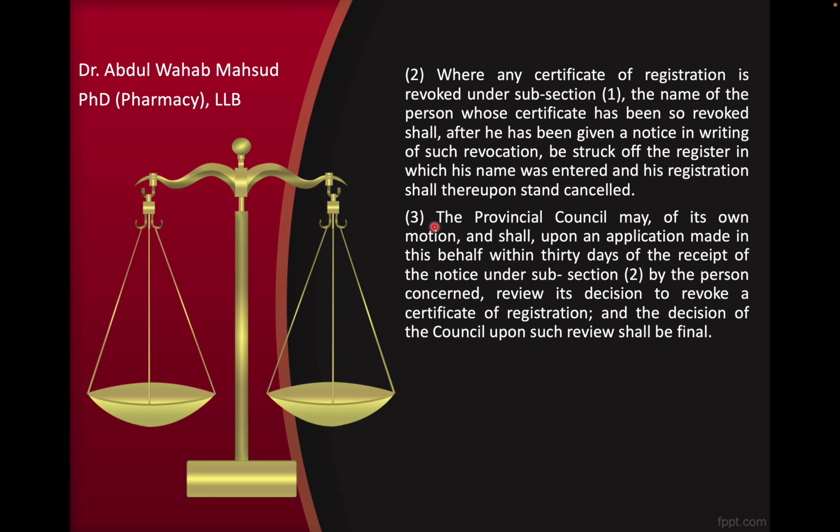Subsection number 3. The provincial council may of its own motion, and shall upon an application made in this behalf within 30 days of the receipt of the notice under subsection 2 by the person concerned, review its decision to revoke a certificate of registration, and the decision of the council upon such review shall be final.